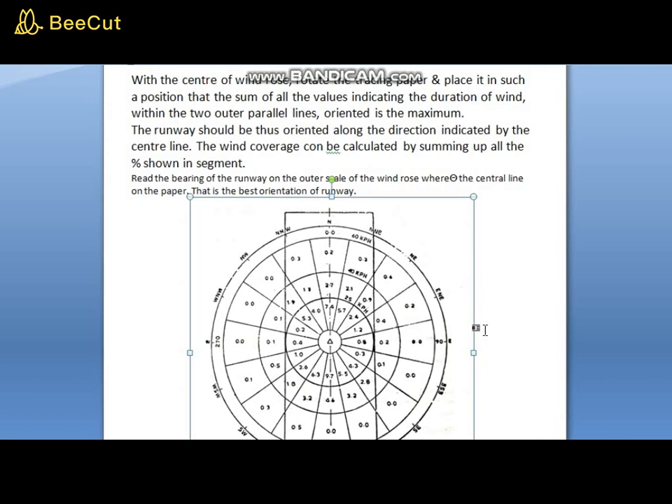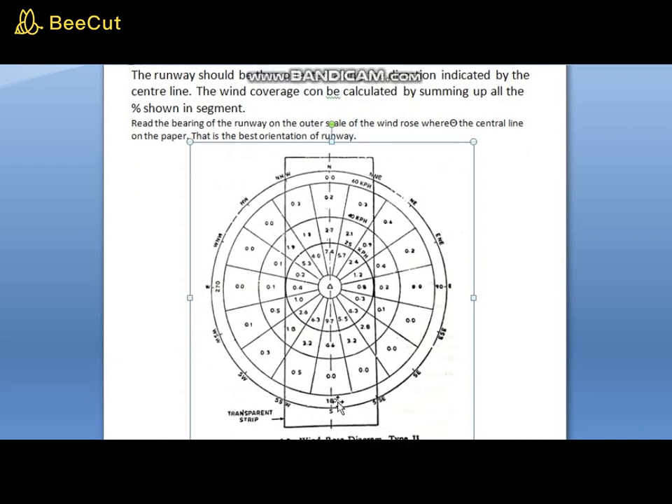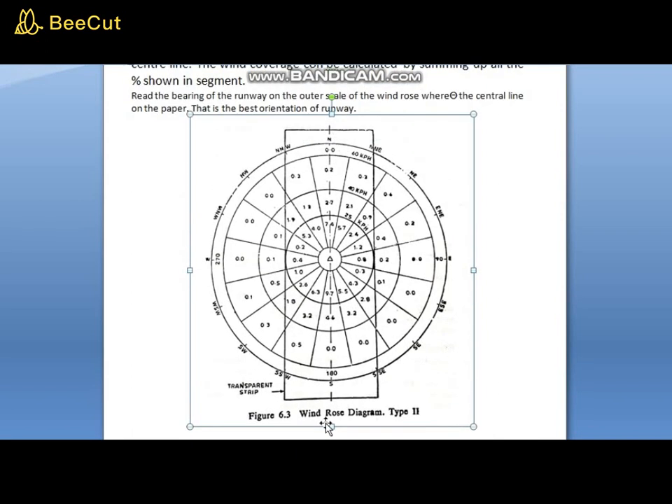The wind coverage can be calculated by summing up all the percentages shown in the segment figure. So now in this case, read the bearing of the runway on the outer scale of the Windrose where the central line on the paper lies, that is the best orientation. In whichever direction the central line points, that is our runway direction.